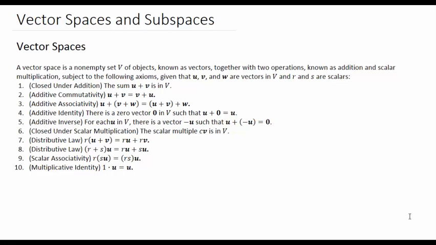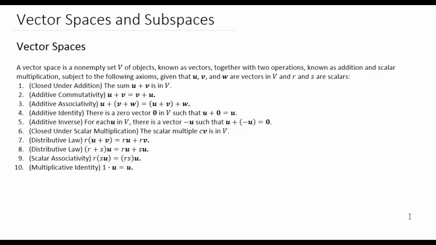So there's 10 axioms here, and it is a very long definition. I don't expect you to memorize all 10 of these. I'll go through the definition and talk a little bit about each one. And then I'll go in and define some of our main vector spaces that we're going to be dealing with. So we'll prove that they're vector spaces, and then we won't have to worry about this definition again.